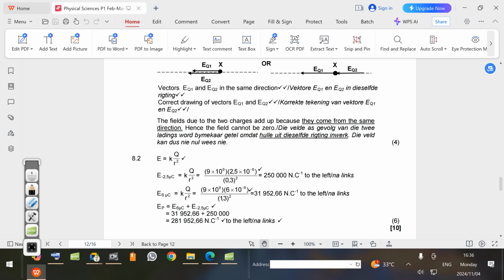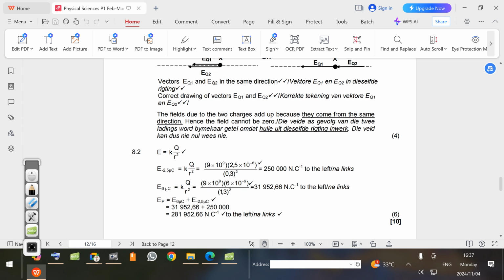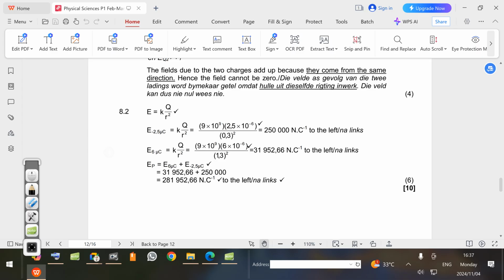Does that make sense? For it to be 0, one must be going left and the other one going right. So you can see vectors E1 and E2 are in the same direction. The fields due to 2 charges add up because they come from the same direction, hence cannot be 0. I wanted you to see by yourself that if you follow through, you should be able to get that answer. Let me get thumbs up if you understood, or if you made a mistake somewhere.